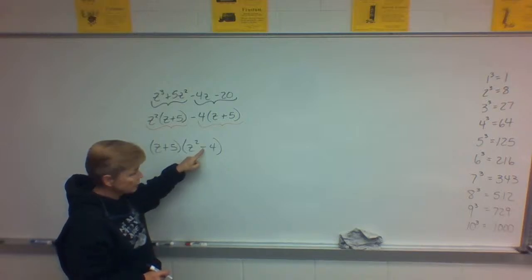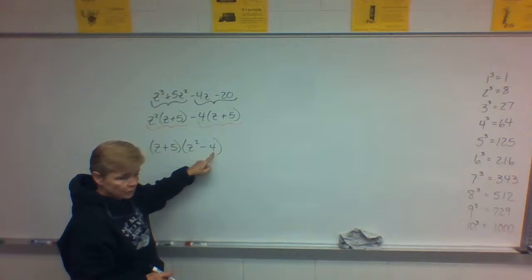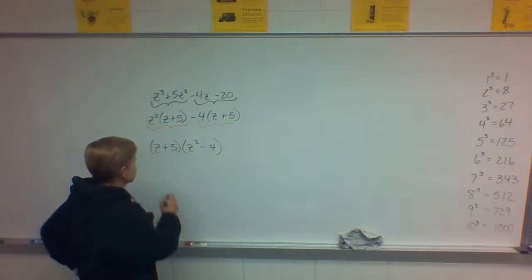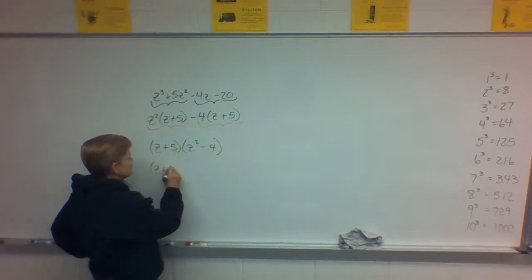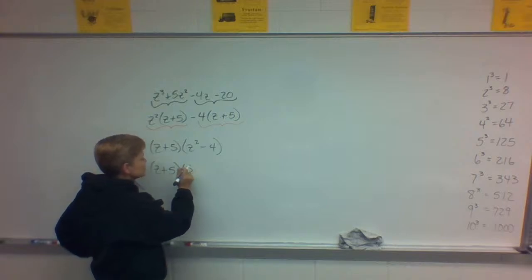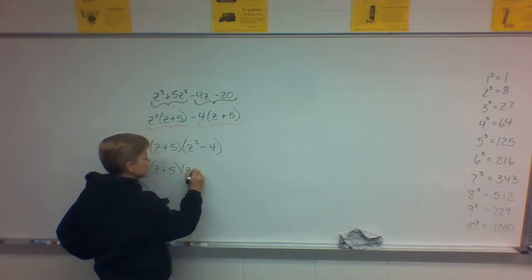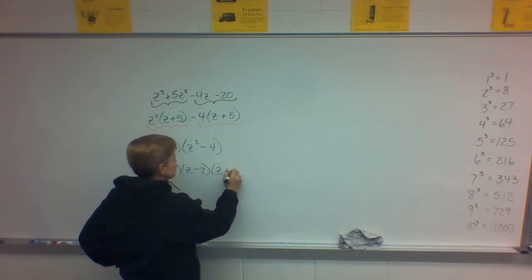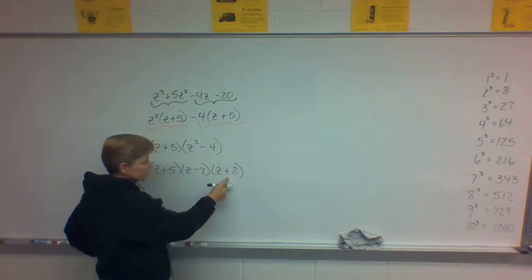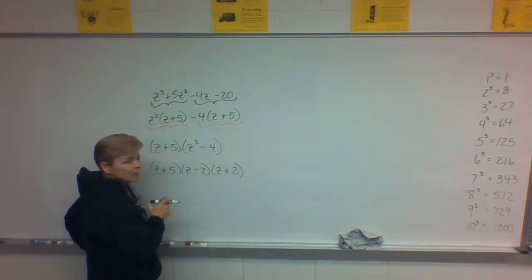Difference of squares? Which means we can go a step further. Z plus 5 times z minus 2, z plus 2. Because that's a difference of 2 squares. They factor as conjugate pairs. Did you follow that? Any questions?